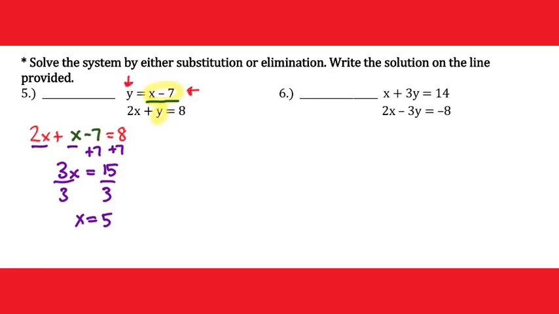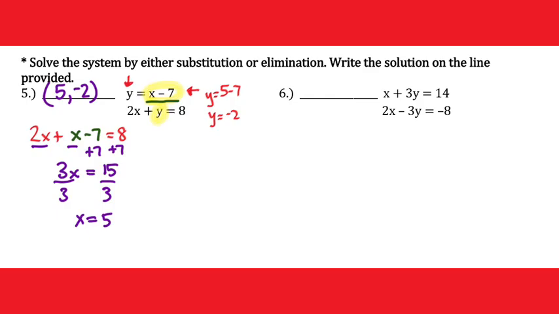And now we can solve for y because it says y equals x minus 7. And now that we know x is 5, we can just subtract 7 and get -2. So if we graph these two lines, it would collide at 5, -2, because this is the shared solution.